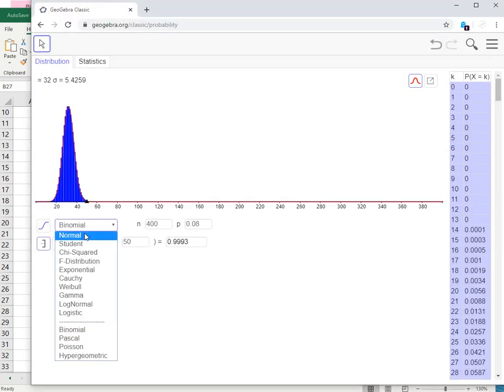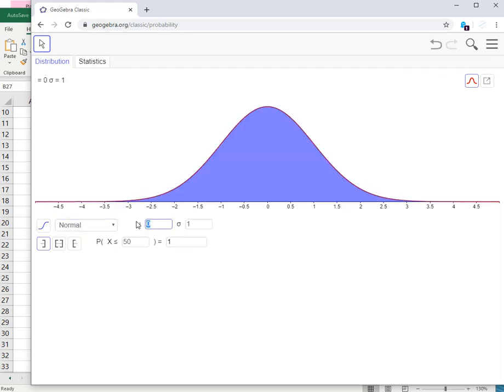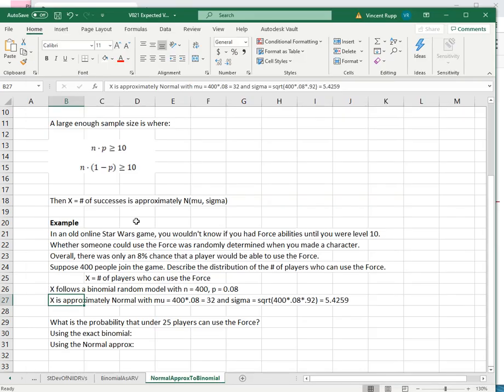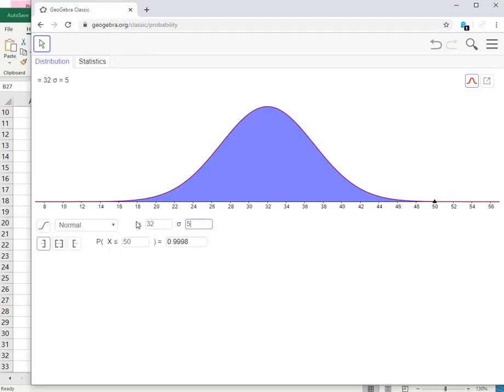Okay. So what you could do is, this normal curve that it's sort of drawn here in red, you could just go to the normal. You could enter mu equals 32. The standard deviation is 5. I keep forgetting that number. 5.4259. Nope, missed the decimal. There we go. That's better.